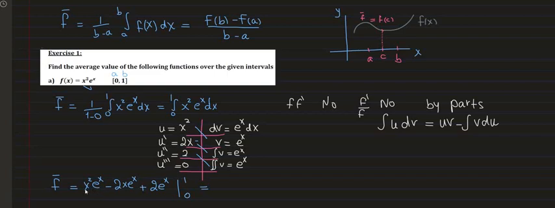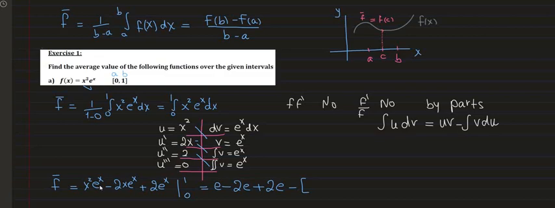Substituting 1 for x, we get 1 squared and e to the power of 1 minus 2. The x is 1, so it's going to be 2 and e to the power of 1 plus 2 and e to the power of 1. And then we have e here. And then we subtract, substituting x with 0, the lower bound or the starting point.